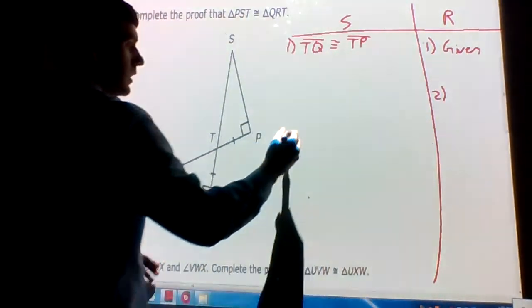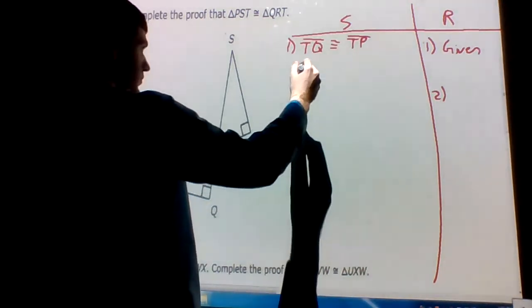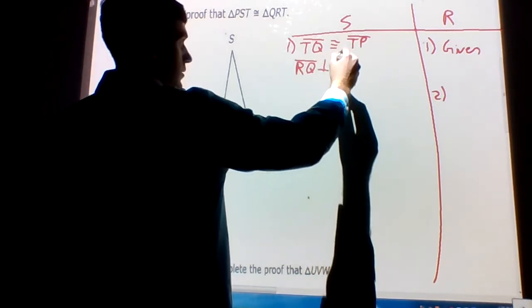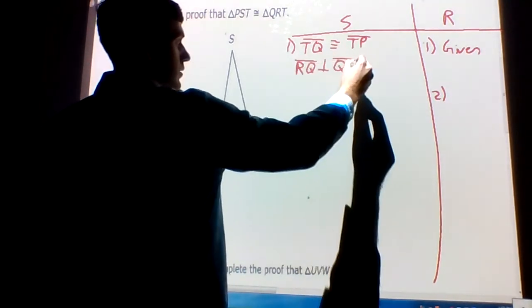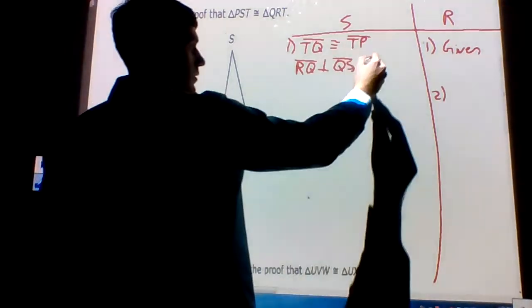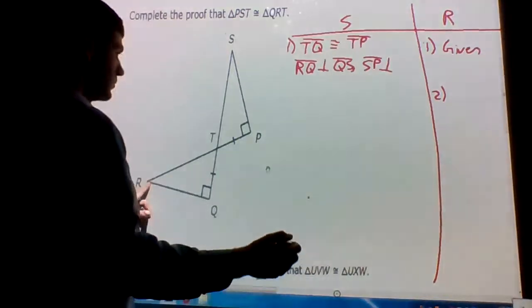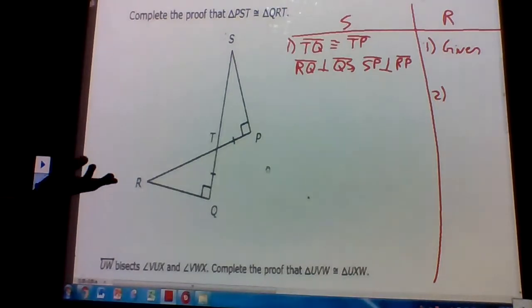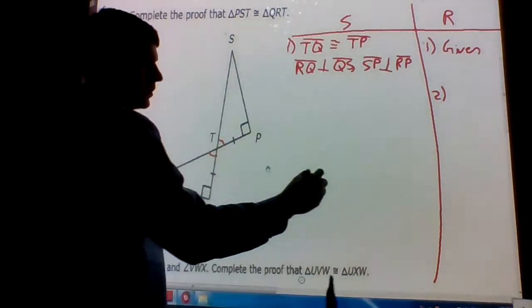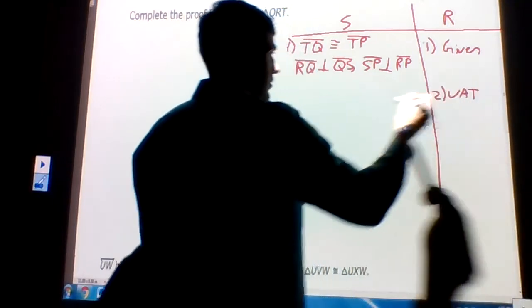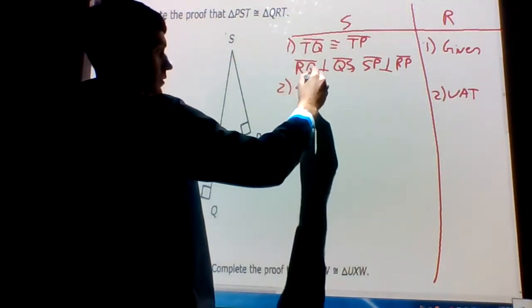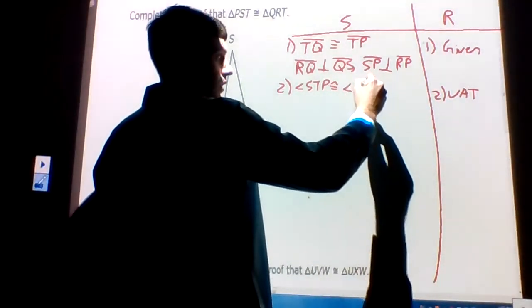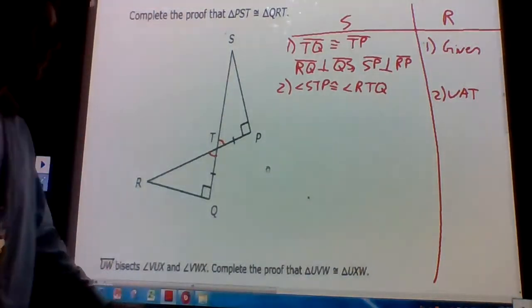Okay, so what the right angle is really telling us is that RQ is perpendicular to QS, right? And SP is perpendicular to RP. Okay. So we go down our list. First is vertical angles, and we do have vertical angles, so we use the vertical angle theorem. Okay. So our angle STP is congruent to angle RTQ. Okay, these are vertical angles.